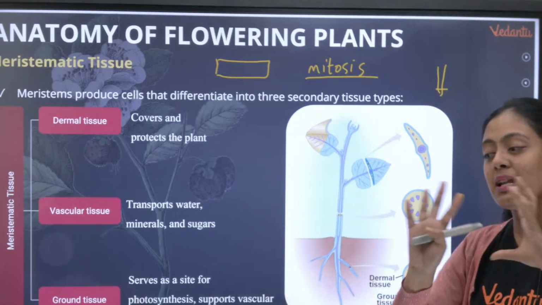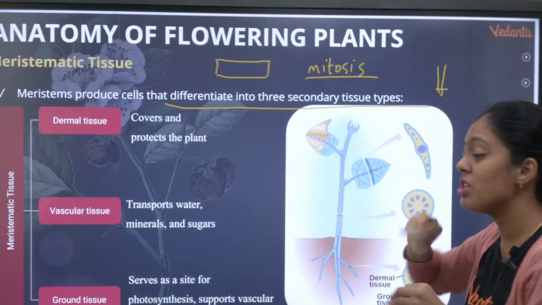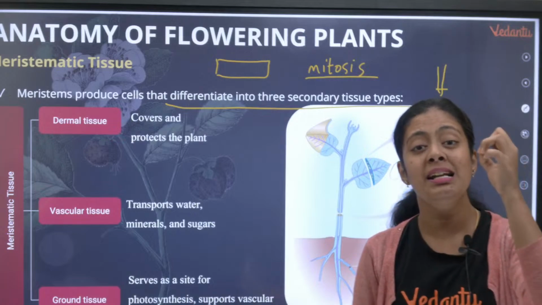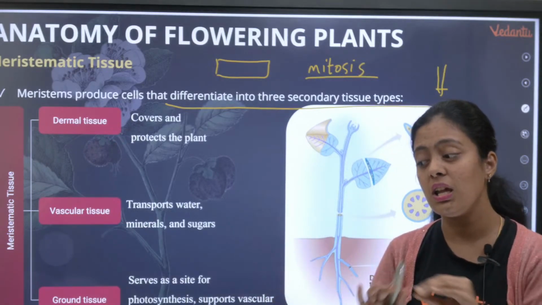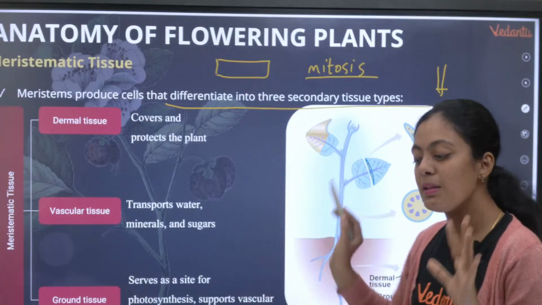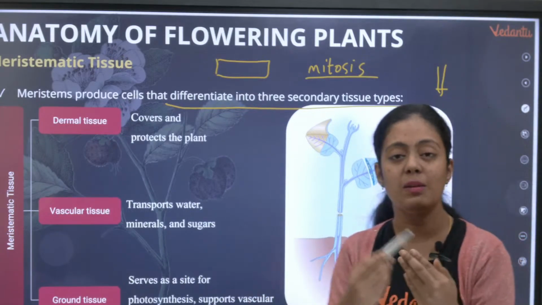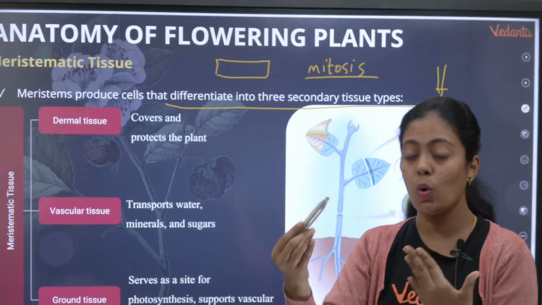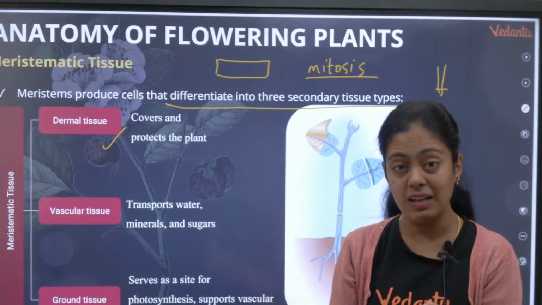Okay, so the meristematic tissue, they produce cells that differentiate into secondary tissues. Okay, they are rapidly dividing cells. Where are they present? They are present in the growing region. Engalla growth nadakudho angalla இந்த meristematic tissue இருக்கும் பசங்களா. Okay, so மூணு இடத்துல வந்து இந்த meristematic tissue இருக்கு. This is not types, what they give rise to. Okay, so the meristematic tissue gives rise to dermal tissue, that is your epidermis.